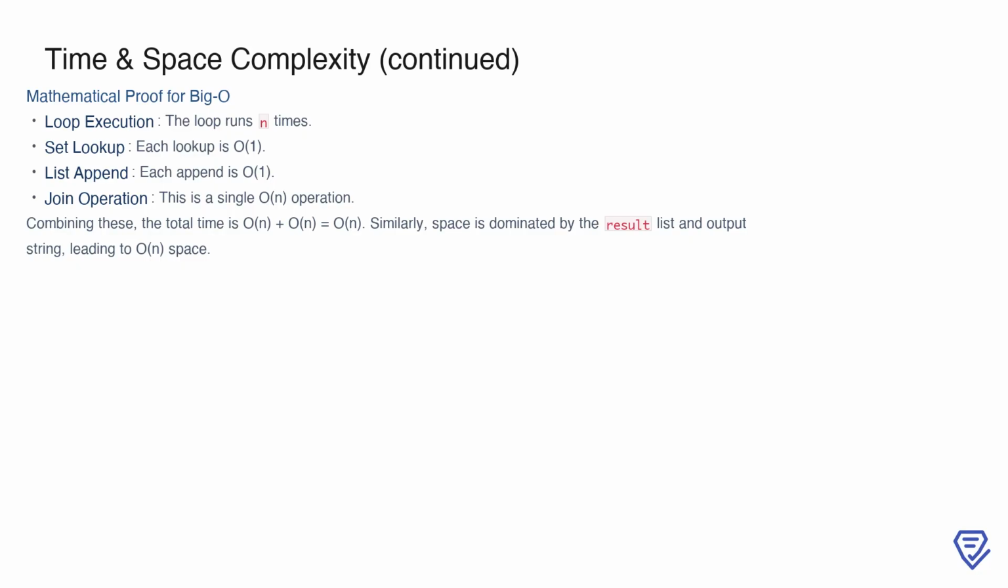Similarly, for space complexity, the largest contributors are the result list and the output string, each of which can grow to a maximum size of n in the worst case. Since the vowel set is fixed in size, its space usage remains O(1). Combining these, the overall space complexity is O(n), driven by the size of the result list and the output string. This confirms that the solution is both time and space efficient, with O(n) complexity in both aspects.